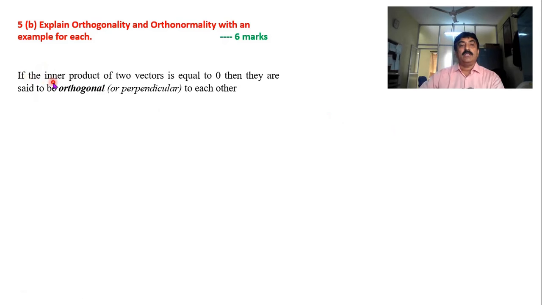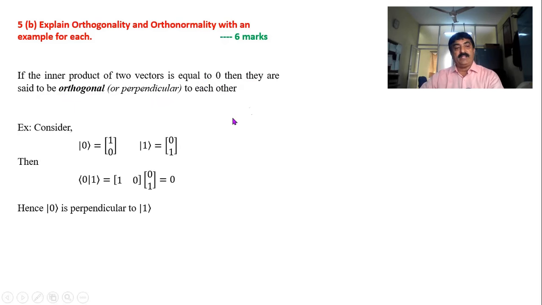Orthogonality: what is it? Inner product, dear students, is almost similar to the dot product. Please watch my quantum computation videos on inner product, normalization, orthogonality, and all these concepts. If the inner product of two vectors is equal to 0, then they are said to be orthogonal or perpendicular to each other. Now let us take two vectors, ket 0 and ket 1.